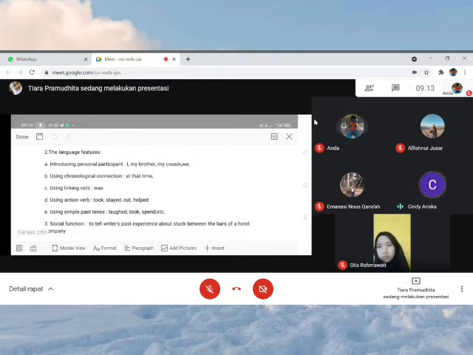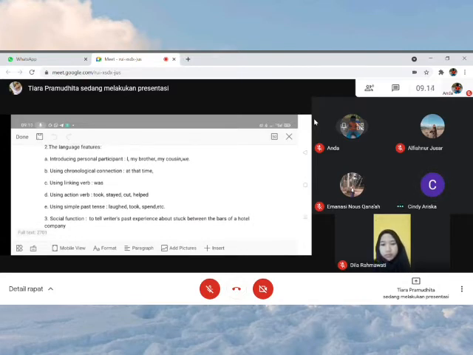The language feature. A. Introduce personal participants: I, my brother, my cousin, and we. B. Using chronological connection: at the time. C. Using linking verb: was. D. Using action verb: to say, cut, help. E. Using simple past tense like to spend, and etc. 3. Social function: to tell the writer's past experience about being stuck between the bars of a hotel balcony. Finish.